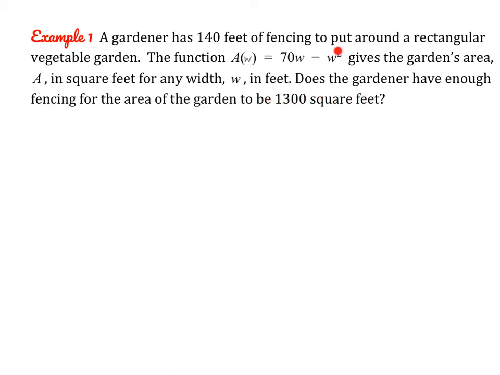So again, in this quadratic function, the input is the width of our garden, and then the output would be the area of the garden. So this function allows us to test any width we want to figure out what the area would be. Or we could try a given area and figure out what the width would be. So since they say that the garden would have an area of 1,300 square feet, that should be the output. So we're going to replace A of w with 1,300 and see if this is possible.